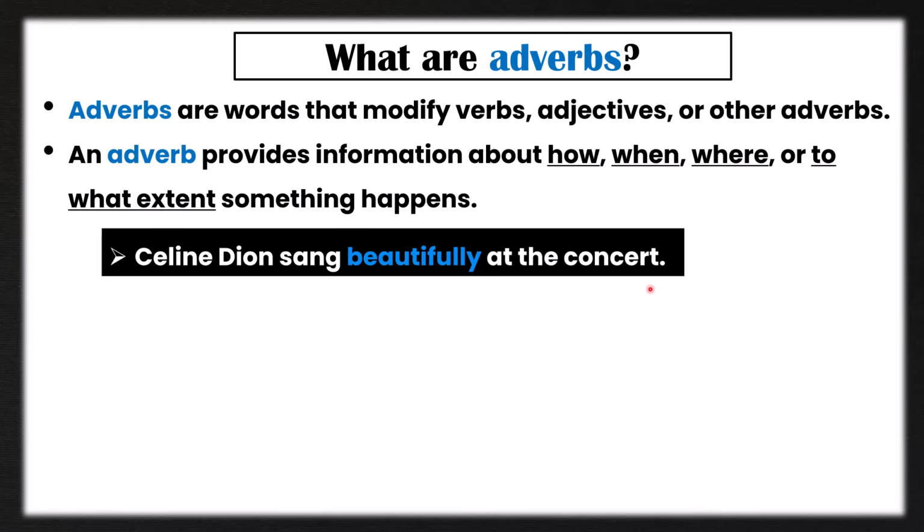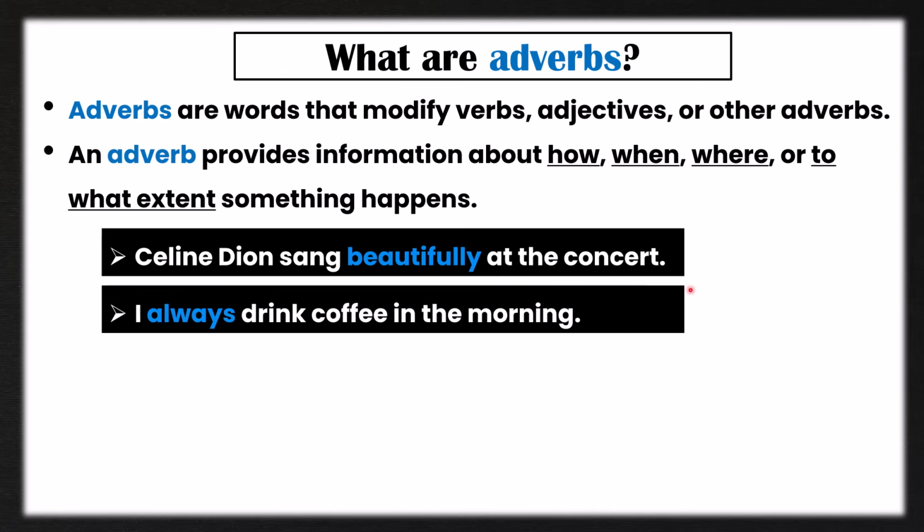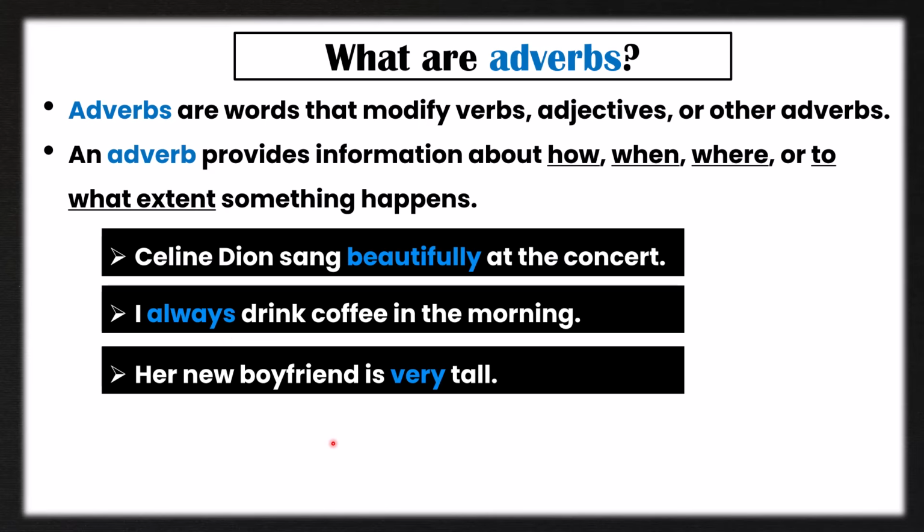However, there are many types of adverbs. Another example, I always drink coffee in the morning. Always is an adverb of frequency. It provides information about how often something happens. Her new boyfriend is very tall. The adverb very modifies the adjective tall.